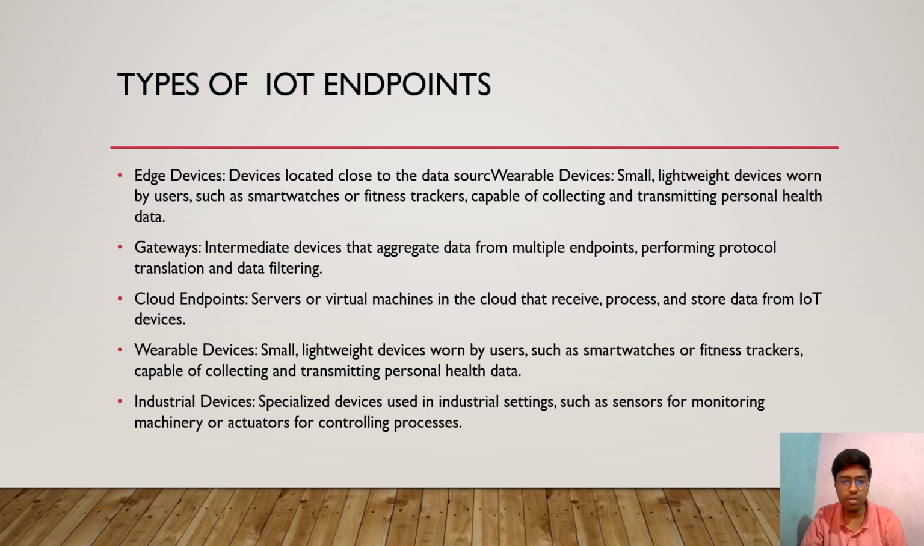Types of IoT endpoints: edge devices, devices located close to the data source; wearable devices, small lightweight devices worn by users such as smartwatches or fitness trackers, capable of collecting and transmitting personal health data. Gateways, intermediate devices that aggregate data from multiple endpoints, performing protocol translation and data filtering.